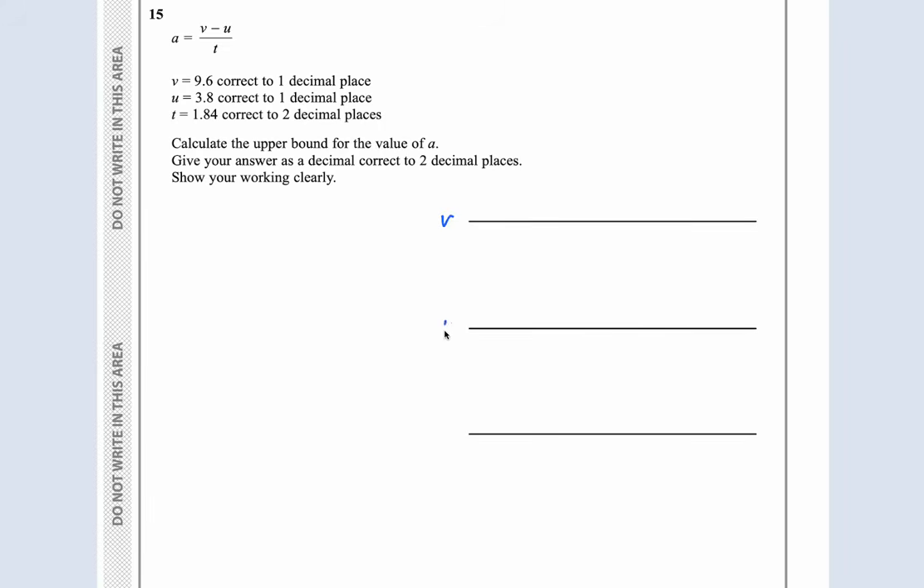This is V, U, and T. And V is 9.6, so I'm going to go 9.6 is here in the middle, and it's 1 decimal place, so I go up by 1 decimal place to here, 9.7, and I go down by 1 decimal place to here, which is 9.5. Similarly, U is 3.8, so I go up 1 decimal place, 3.9, down 1 decimal place, 3.7.